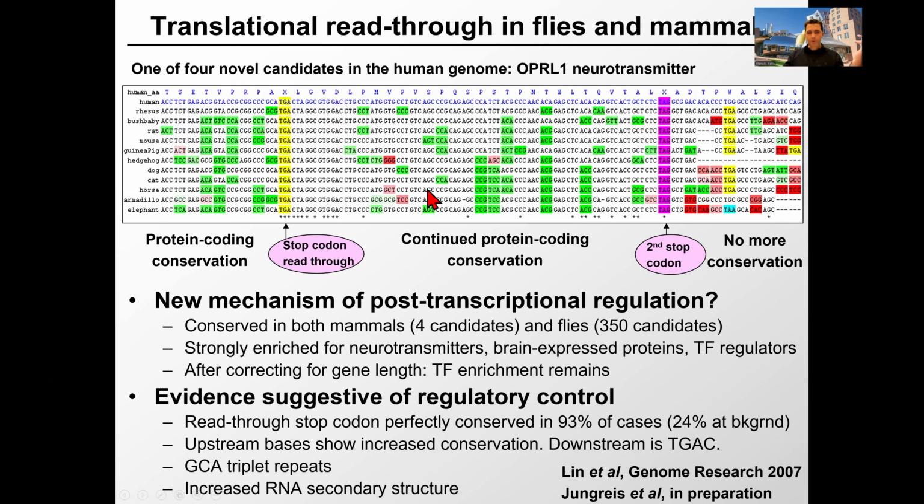You can also do something very weird. You can ask, well, are there cases where there's a stop sign and translation doesn't stop there? So you have protein coding constraint continuing to run right past this stop sign all the way to the second one. So what's going on here?